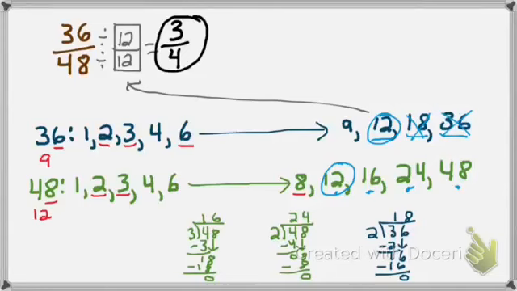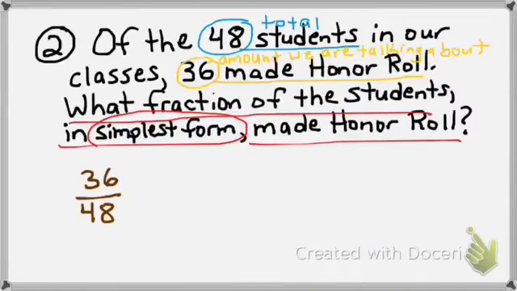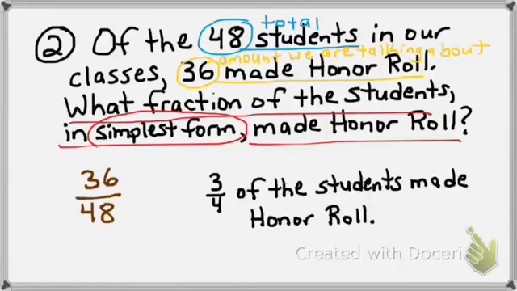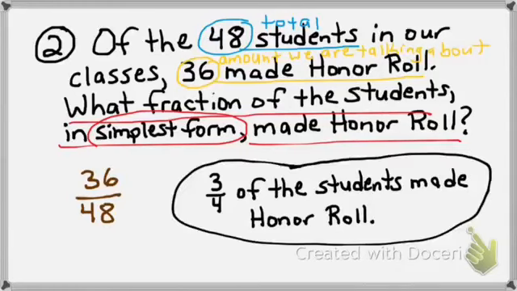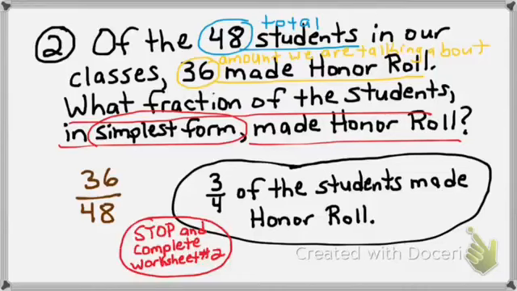Let's go back and put that into my word problem. So the final question said, what fraction of the students in simplest form made honor roll? My fraction in simplest form was 3/4, so 3/4 of the students made honor roll. And that's my final answer. Please stop the video and complete worksheet number 2 right now.